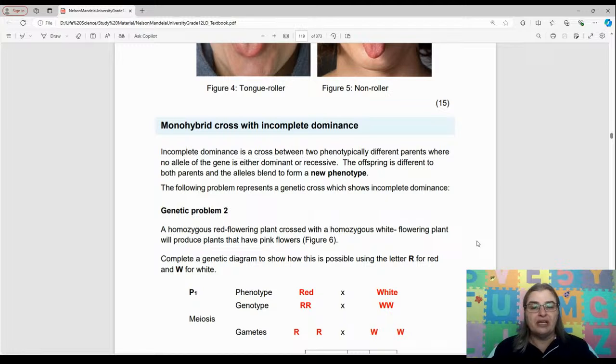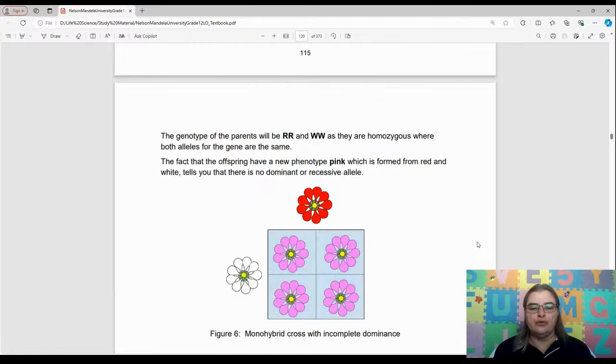So the resultant offspring is going to be different to both the parents, okay? It doesn't look like either one of the parents, and it's a new phenotype. The alleles have blended. They've kind of meshed together, and they've created a new phenotype, which is basically how it looks. And we'll see that. Let me scroll down and show you the example they use.